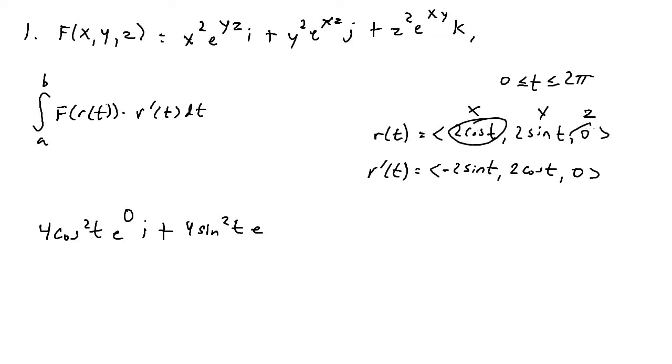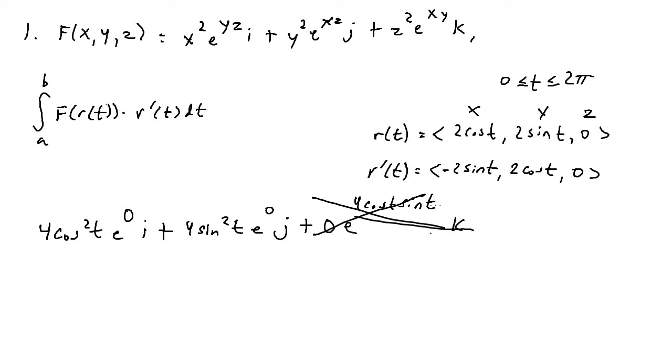So 2 cosine t times 0 is 0, so we just have e to the 0, times j, and then we have plus, now z squared is 0, so then z squared would be still 0, times e to the x times y, so we have 2 cosine t times 2 sine t, that's going to be 4 cosine t sine t, but that doesn't matter because 0 will just cancel it out. Then we have times k, but that also, remember, that won't cancel because we have 0 as our z component.